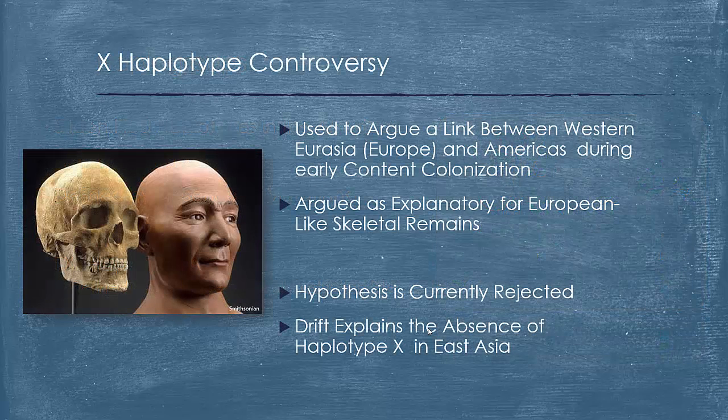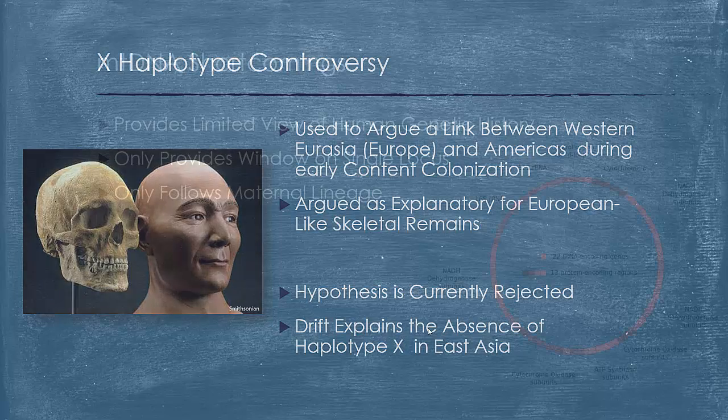All right, there has been a lot of controversy over the X haplotype. And the reason for this is it has been used to argue a link between West Eurasia, so Europe, and the Americas, as it provides a possible explanation for European-like skeletons of some Paleo-Indians. However, the early Europe-American connection hypothesis has been rejected for the time being, and it's argued that drift explains the absence of the X haplotype in East Asia and its presence in Europe and the Americas.